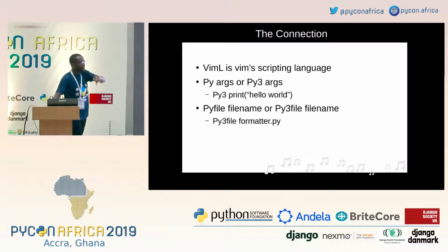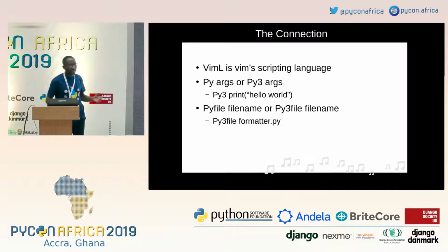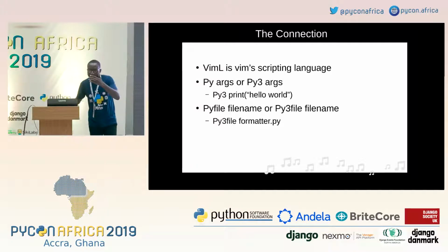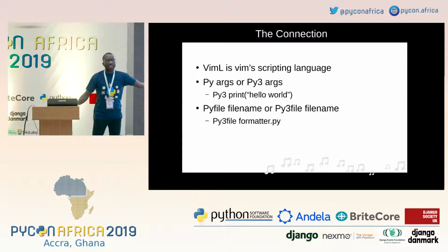So the connection between Vim and Python: first of all, I'll talk about VimL, the Vim scripting language. If you've used Python before, you may not like to use VimL because it's very cryptic and very low level. But we are fortunate to have Python. The commands we use to link Python with Vim are py or py3, and then you pass your arguments to it. Vim will give every line of your document over to Python, perform whatever Python code you've written, and then send the result back.